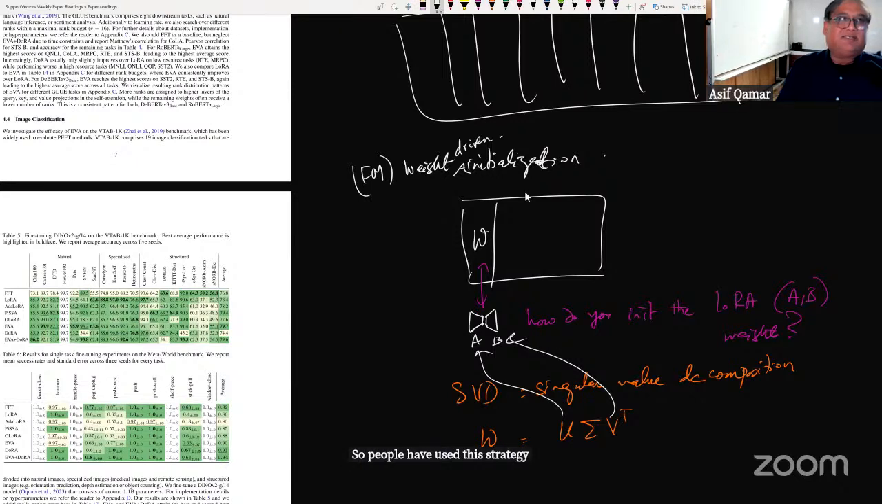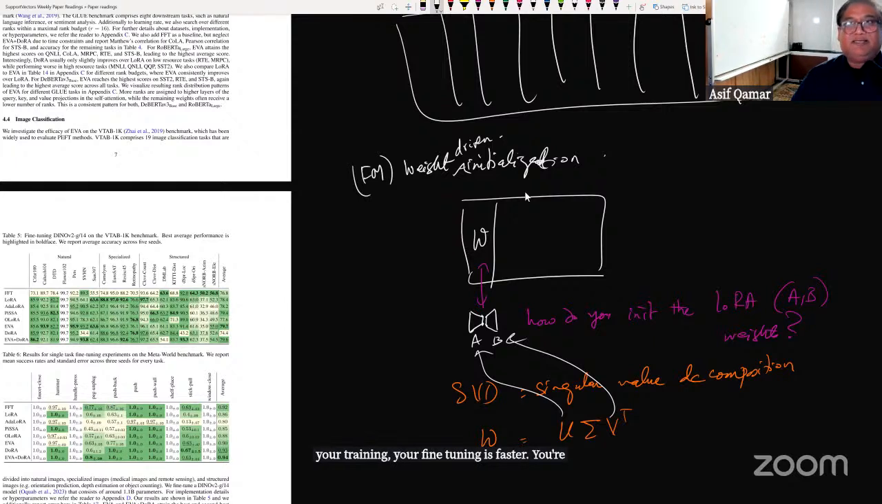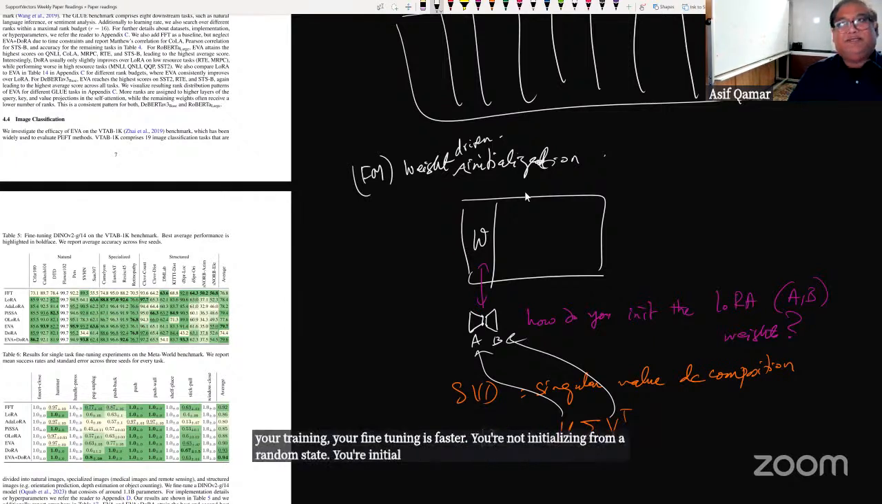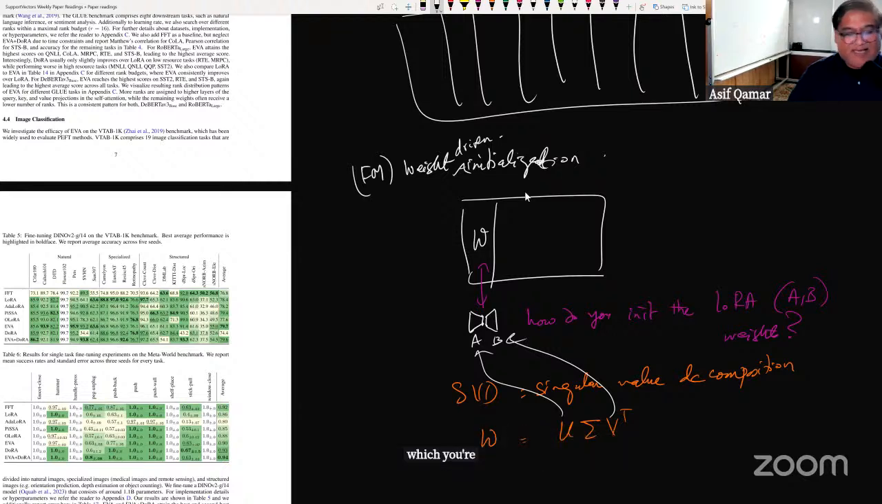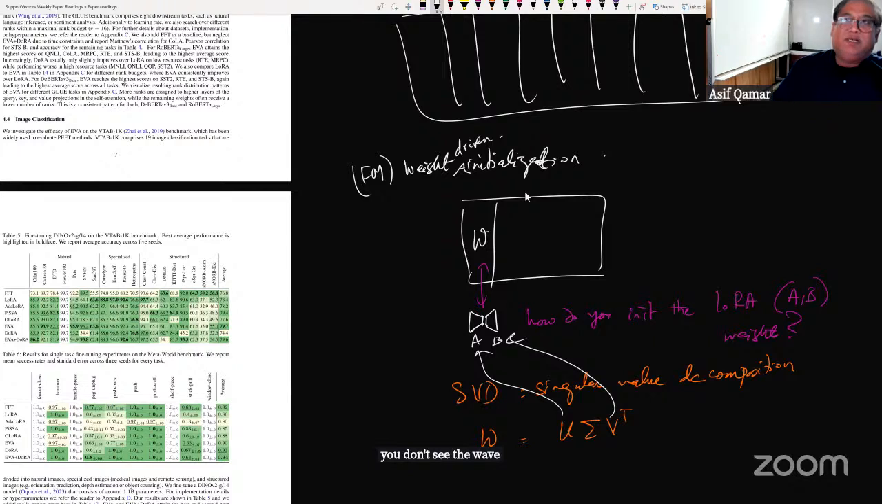And the reason it works is because you benefit from the learning of the foundational model. It captures the important structural information that the weights have. And because of that, your fine-tuning is faster. You're not initializing from a random state. You're initializing from some known knowledge, which you're refining in the adapter. So it's a very stable learning. You don't see the weights swing too much in the LoRA. They very quickly converge. They have a very systematic, stable path to convergence.